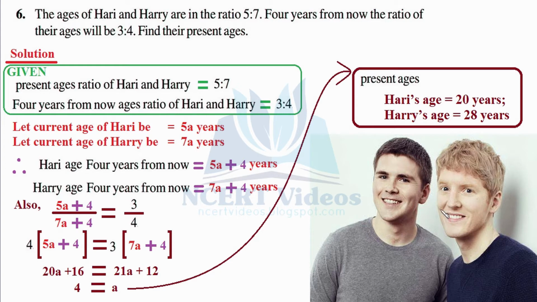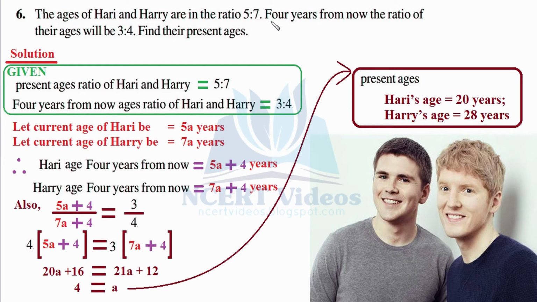Whichever you would like to name them, that's based on your imagination. We are given certain hints and we have to find their present ages or their current ages. So first of all, we will write the given part. The first line says ages of Hari and Harry are in the ratio 5:7. By this, we mean present ages ratio of Hari and Harry is given to us, that equates to 5:7.